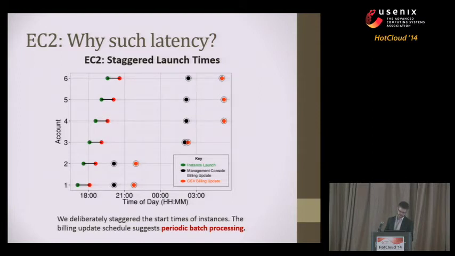So you can see here basically that despite the staggered start times, instances were billed at approximately the same time in sets, which would suggest periodic batch processing. At the same time, though, we did not see any evidence of universal batch processing times across accounts or instances or any universal time of day on EC2. The only provider where we saw a universal update time of day was Rackspace, which is between 9 and 10 in the morning.